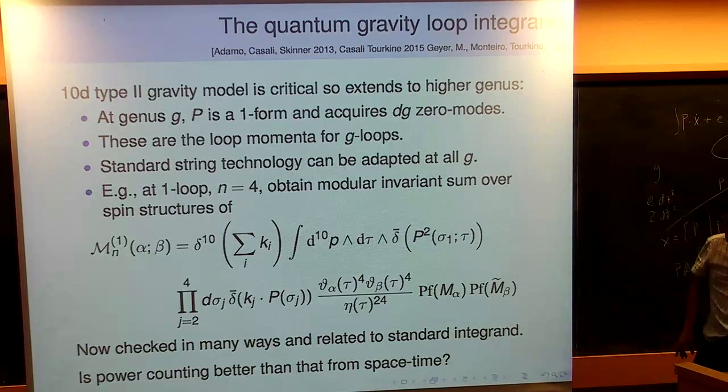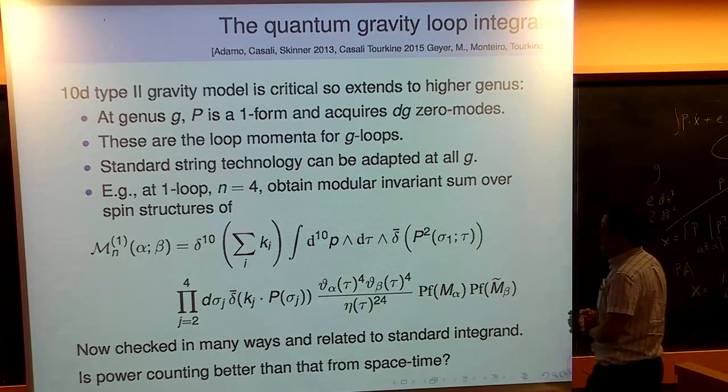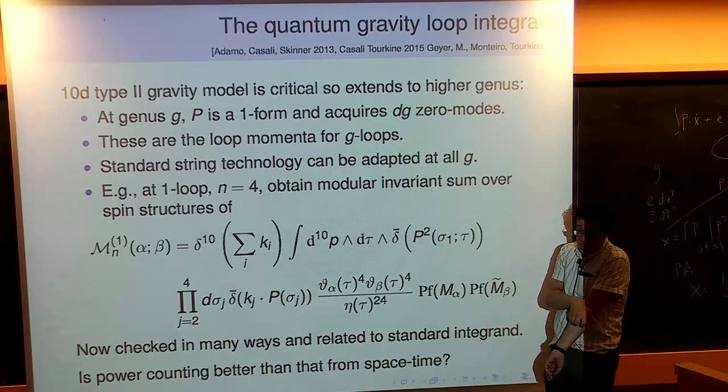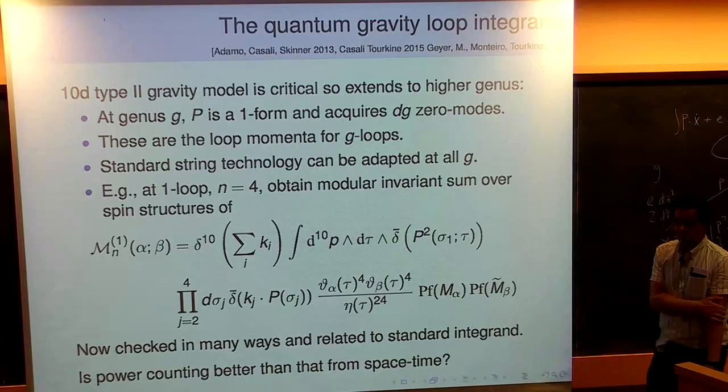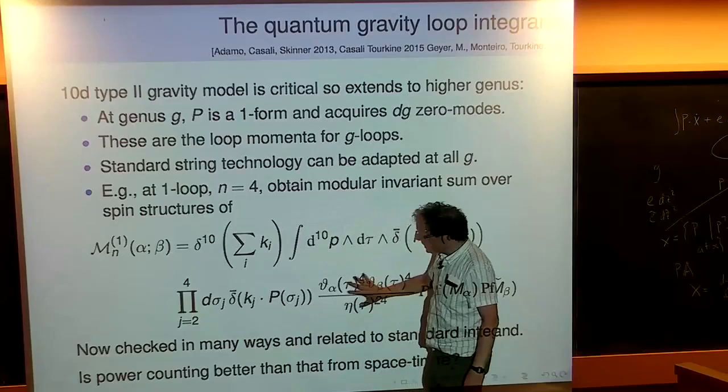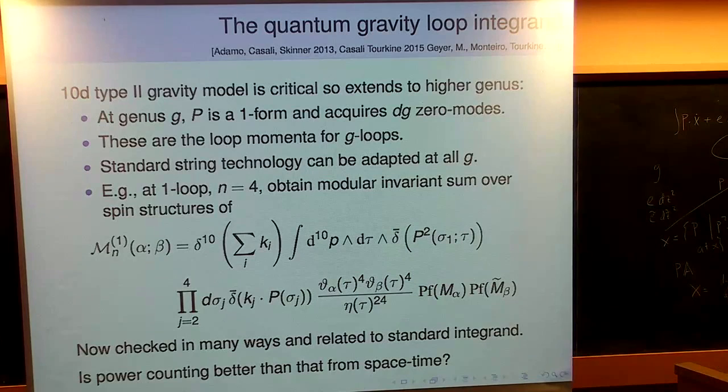Sorry? What is checked? So at four points, one loop, we can relate this to the standard loop integrand, supergravity in 10 dimensions. The factorization is checked in general, but we have a strategy for checking this more generally, but it gets a bit complicated. So it is now checked at n equals 4.